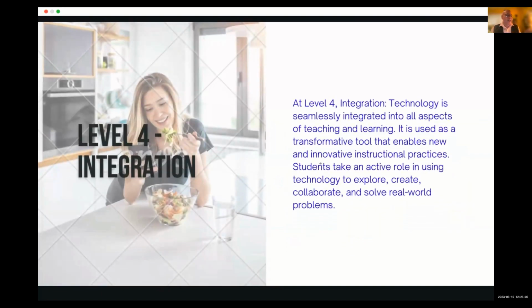What I liked about the LoTi levels is that it gave our teachers a very good way of structuring their year, of structuring how they were going to roll out technology-infused classes in whatever their subject area. So here, level 4, more seamless integration: students take an active role in using technology to explore, create, collaborate, and solve real world problems. What does that sound like to you? That sentence right there.